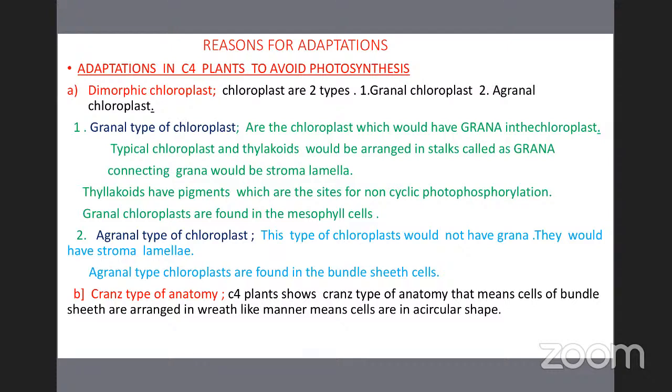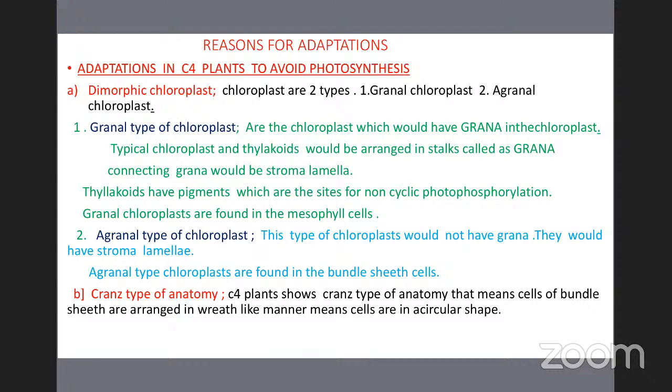And these bundle sheath cells are the cells which are bounded around the vascular tissue. That means around the xylem and phloem tissue, a single cell thickness membrane is there. That is called as bundle sheath. And in each cell structure, we can find this type, that means agranule type of chloroplasts, visible in these bundle sheath cells.